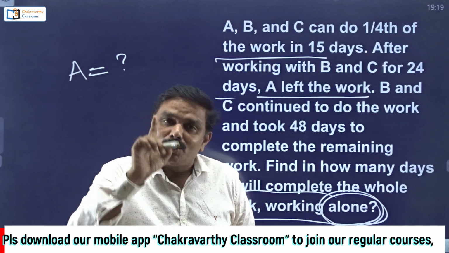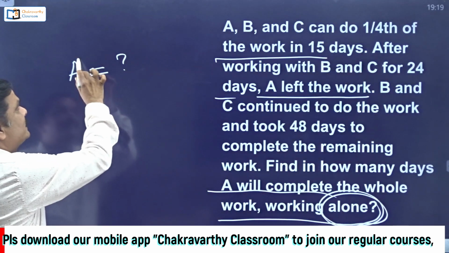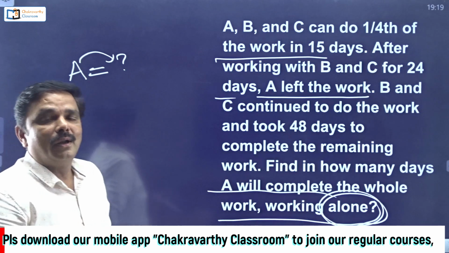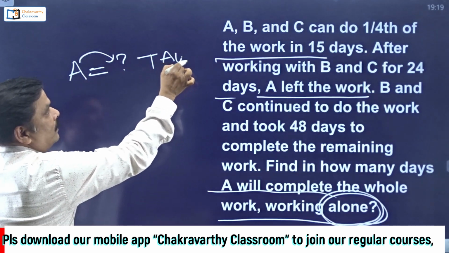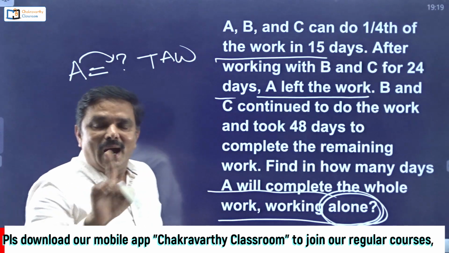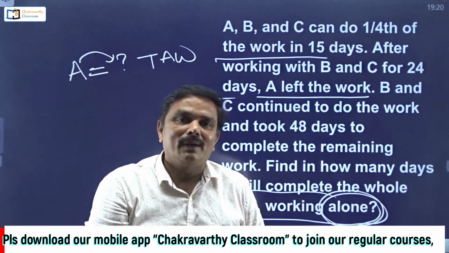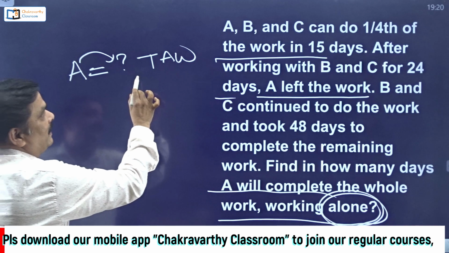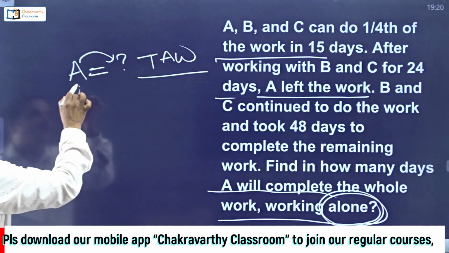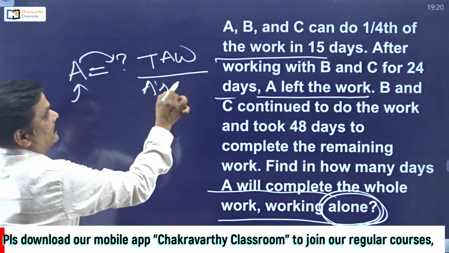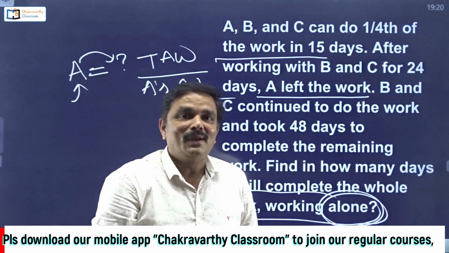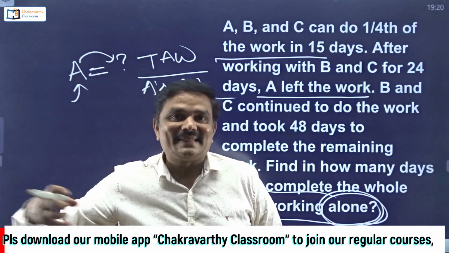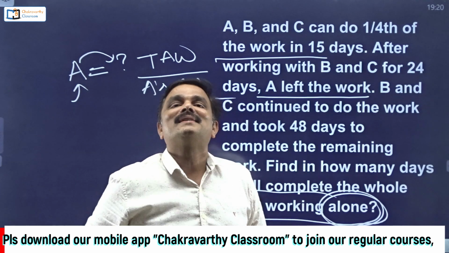What is that one? To find out in how many days A can alone complete the work, first of all, I should know the total amount of work. Isn't it? I should know the total amount of work. This figure must be divided by A's 1 day's work. A's 1 day's work. This is the officer's job. You have to bring the officer inside you.